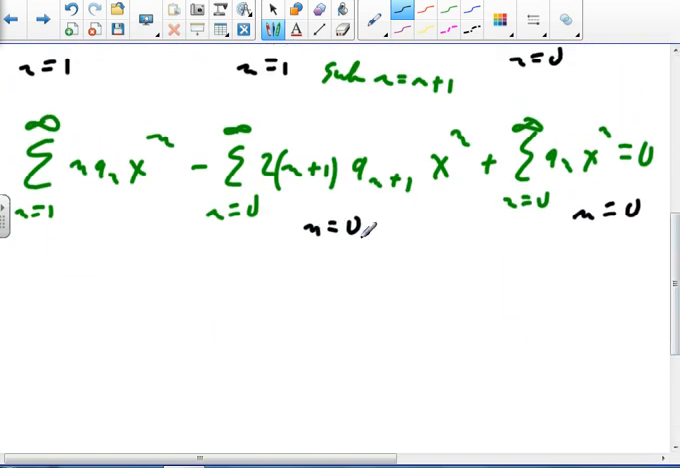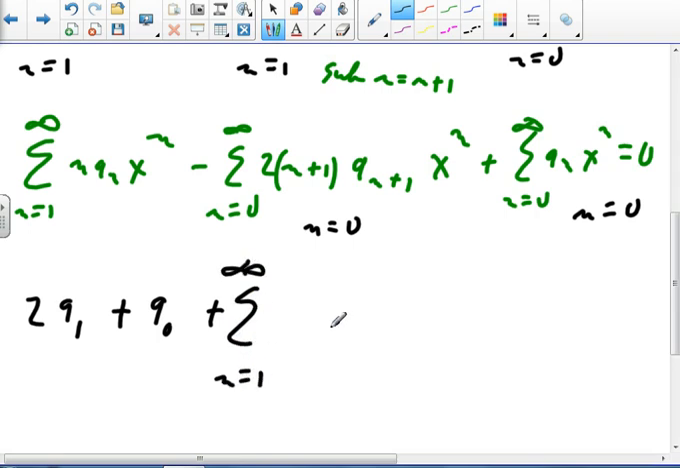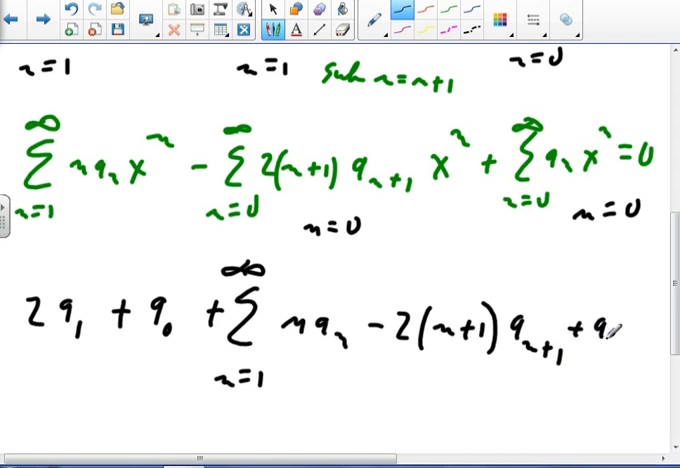Okay, I take the n equals 0 term out of here and I get 2a1 times x to the 0 plus a0 times x to the 0 plus summation n equal 1 to infinity. I have n a n minus 2 n plus 1 a n plus 1 plus a n, everything times x to the n, is equal to 0.